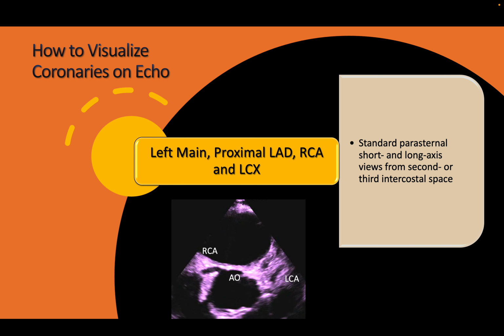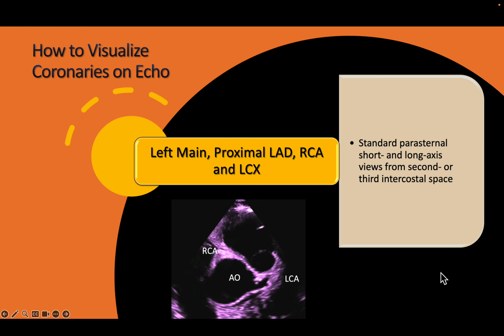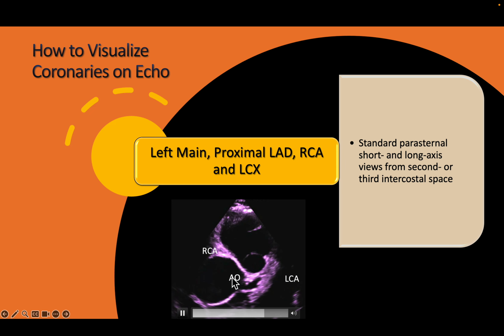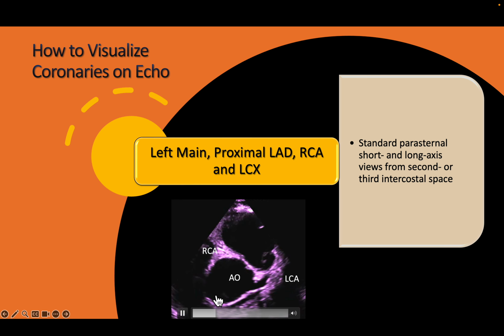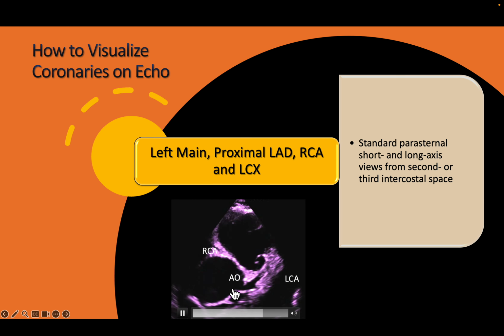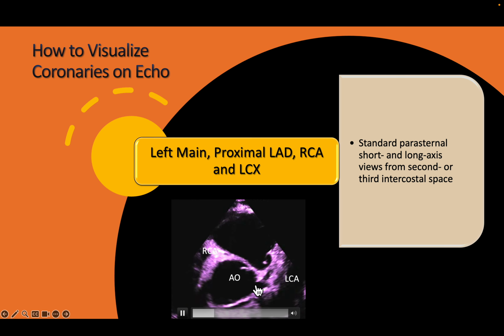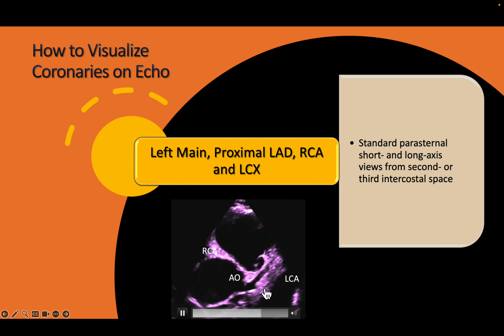Let us see each segment separately. Left main, proximal LAD, proximal RCA and circumflex, and the view we have is a parasternal short axis view at the aortic valve level. You angle it, tilt it slightly cranially. You see the left coronary artery, you see the left circumflex here.